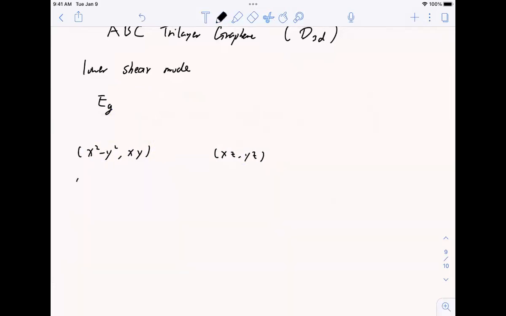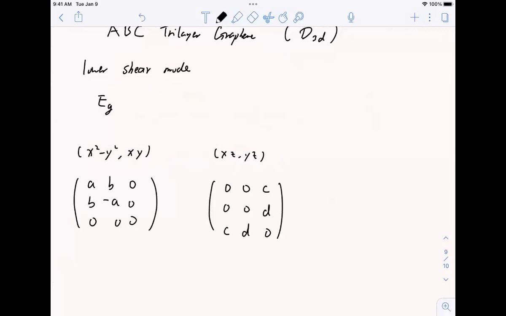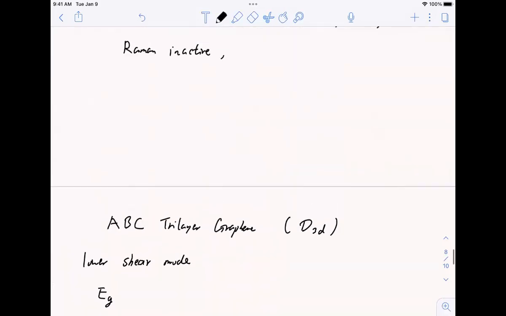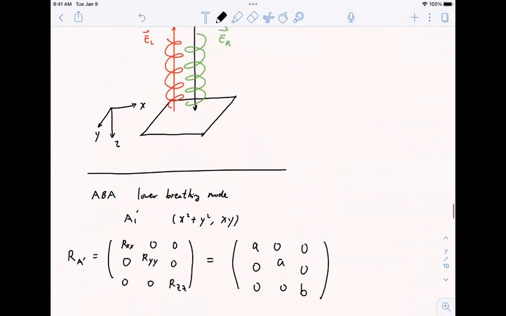For this one, we know the Raman tensor will be, I mean, we already dealt with this form before, right? So I'm not going to repeat it. Once you see this, you know it will be A, negative A, and this will be B, B. You know how to get this one, right? For this one, you just have 0, 0, C, D, C, D. So these two are exactly the same as what I dealt with before.